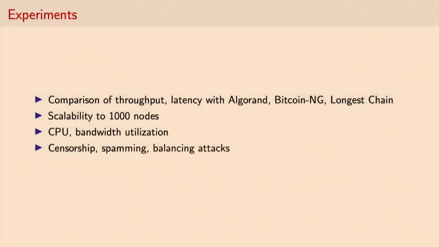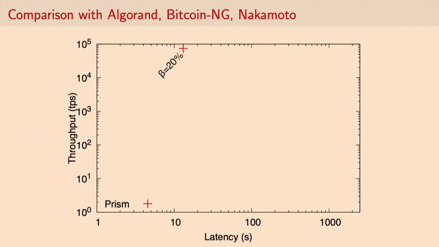So we did the following experiments. First, we compared the throughput and latency with Algorand, Bitcoin-NG, and Bitcoin. And we tested whether Prism can scale to more nodes, say 1,000 here. And we evaluated whether our implementation is efficient in CPU or bandwidth utilization. And finally, we evaluated Prism under different kinds of attacks. And I'm going to introduce the first and the third results here. So first we have Prism, which achieves about 10 seconds of latency and 70,000 transactions per second.